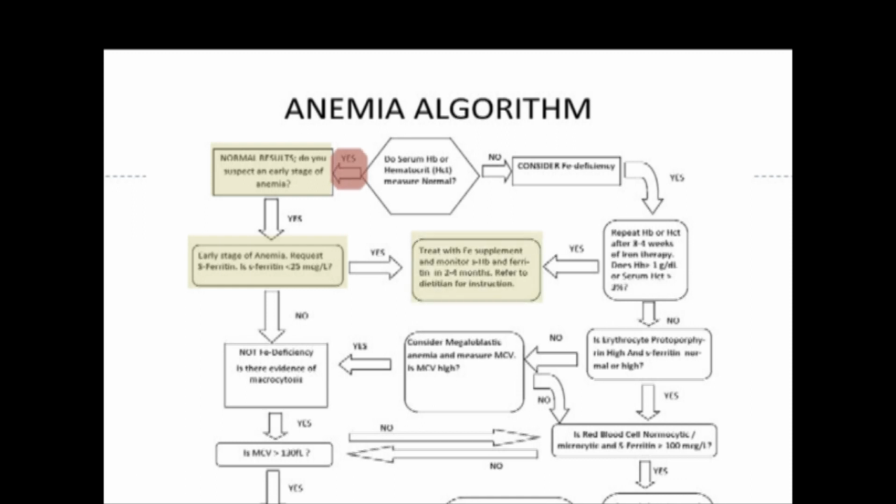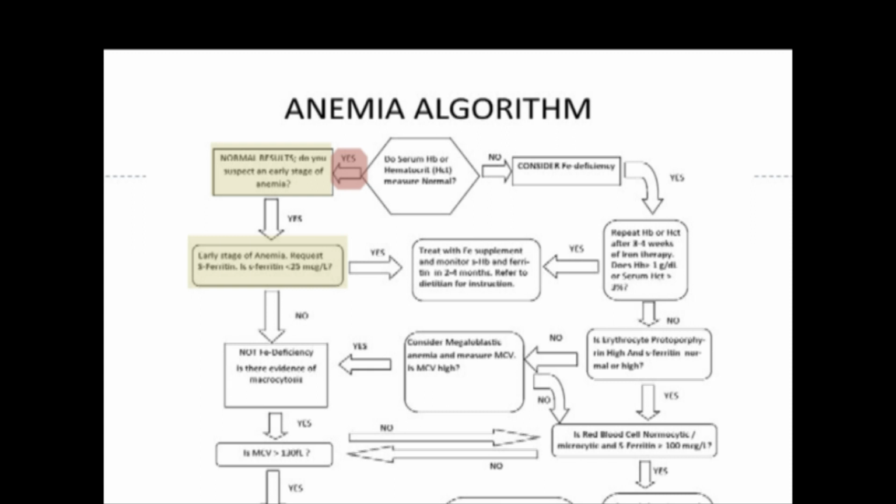If the serum ferritin is less than 25 micrograms per liter, then the recommendation is to provide an iron supplement, teach the patient how to eat a diet high in iron, and then monitor the hemoglobin and the ferritin. And if the ferritin normalizes, then we've confirmed iron deficiency anemia, but we've also solved the problem by providing the supplement and an iron-rich diet.